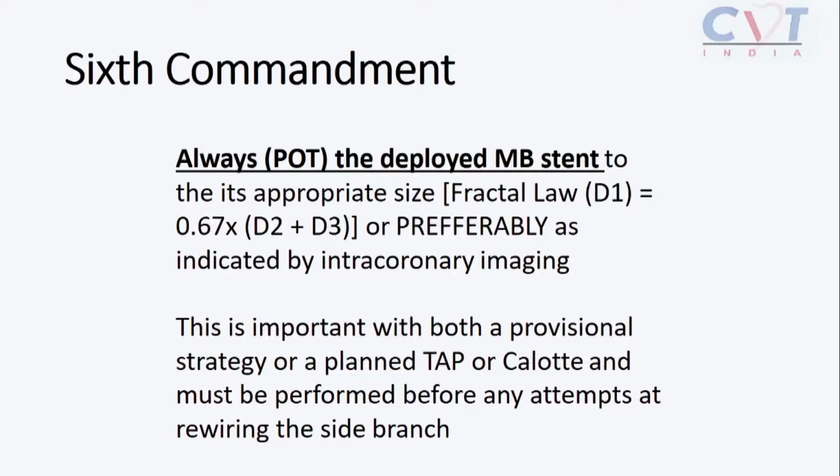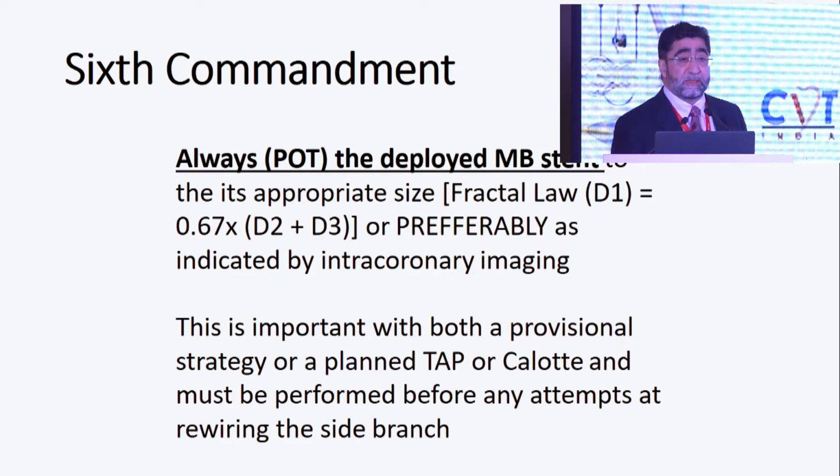This is probably the most important of the 10 commandments, and it is: always, always, always perform a proximal optimization. Remember, you have sized the stent based on the distal main branch. It is undersized for the left main. So you have to do a proximal optimization. The balloon you pick has to be sized 1-to-1 to the left main, ideally determined by intracoronary imaging.